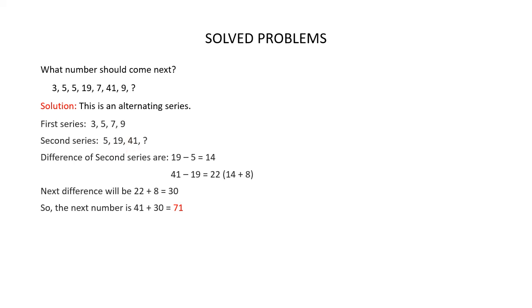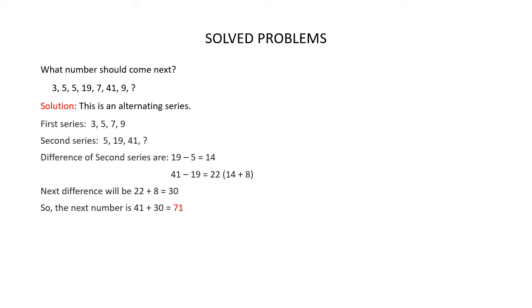So when you observe the differences 14 and 22, you will notice that 22 is got by adding 8 to the previous difference. That is, 22 is got by adding 8 to 14. 14 plus 8 is 22. So the next difference will be 22 plus 8, which is 30. This means you have to add 8 to 22 to get the next difference. 22 plus 8 is 30. So the next difference is 30.